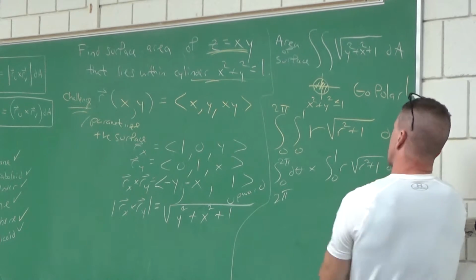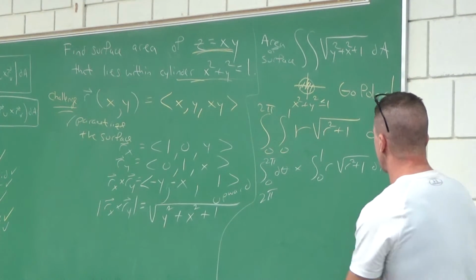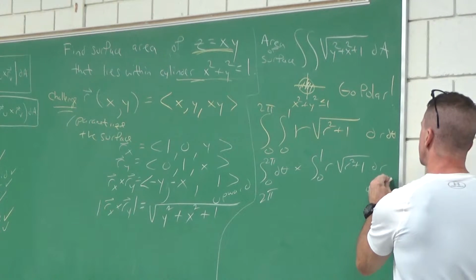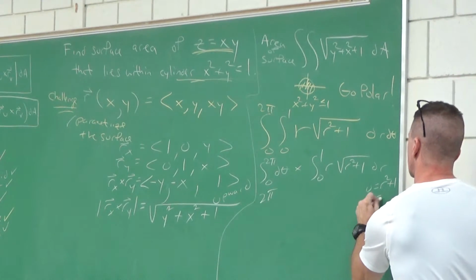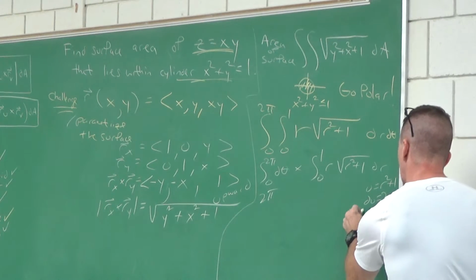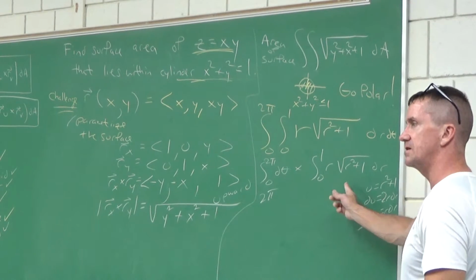But this one right here, you're going to have to do a u-sub. I've got enough room right here. What's u equal to? Square root of r squared plus 1. Ooh, he says just let u equal r squared plus 1. So what's du? 2r dr. So what's 1/2 du equal to? r dr. And I can do this integral.